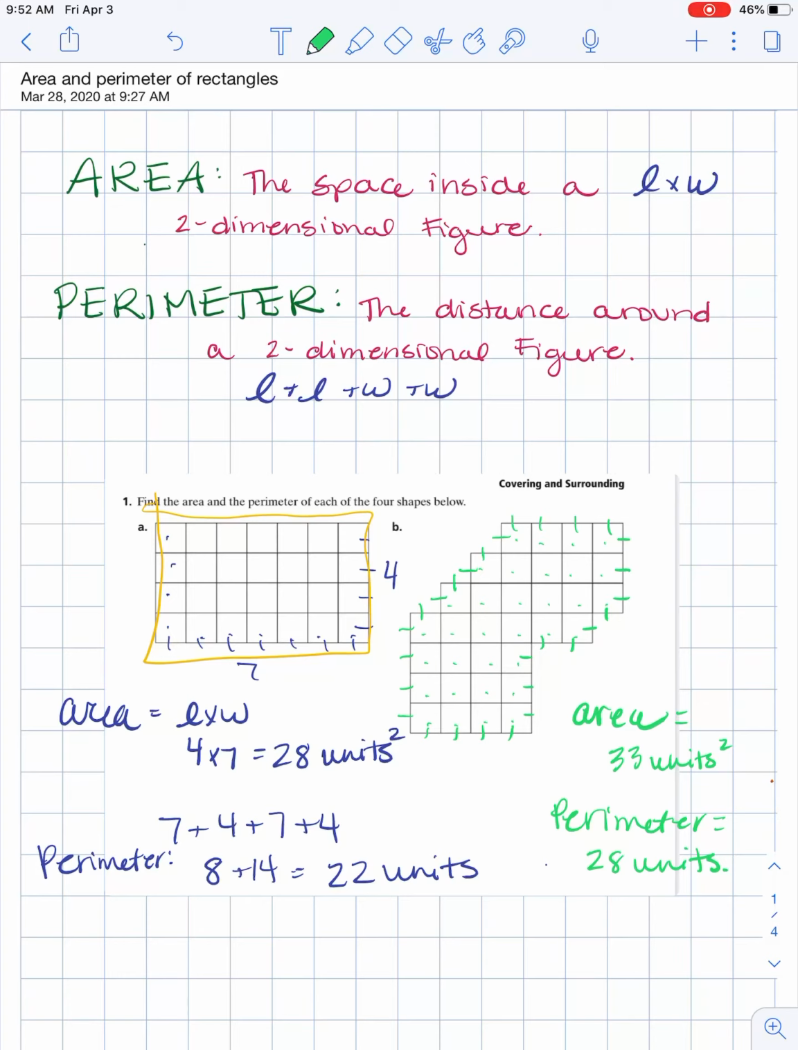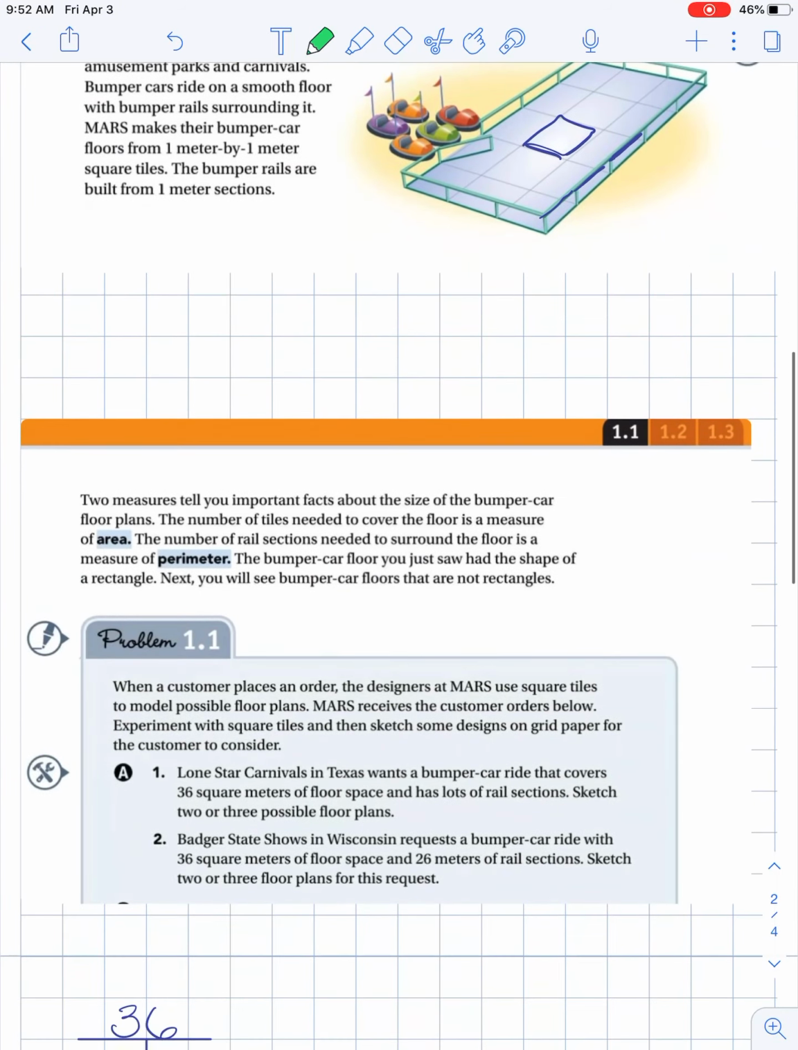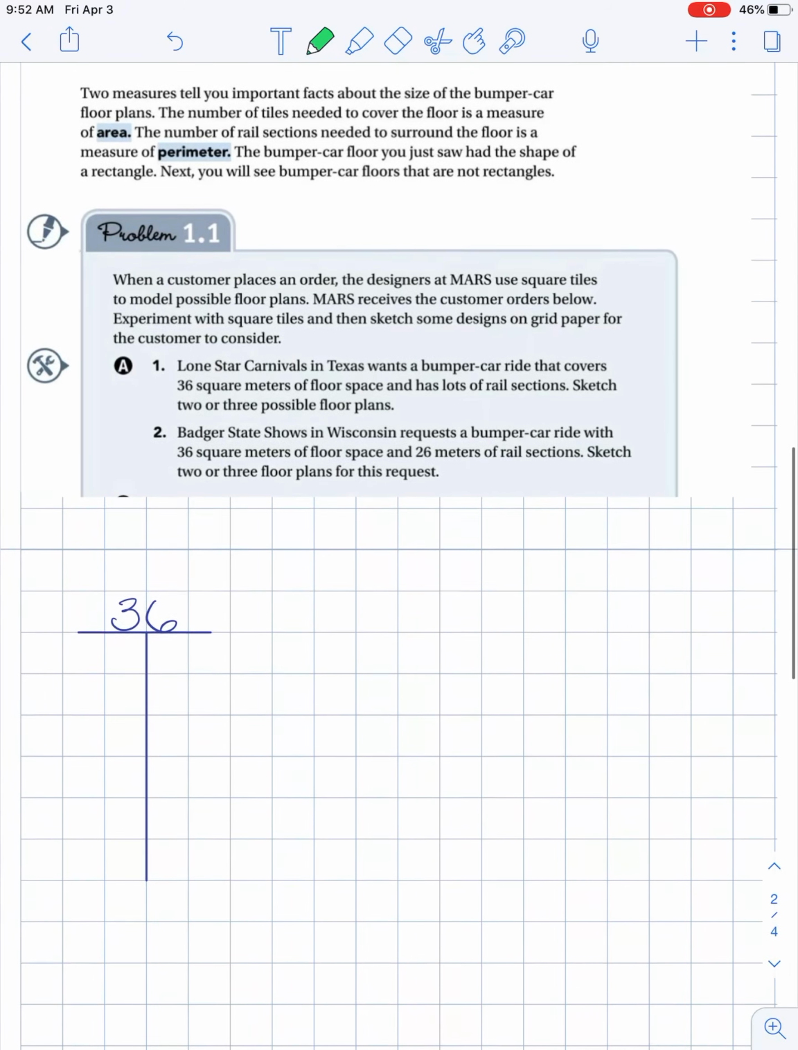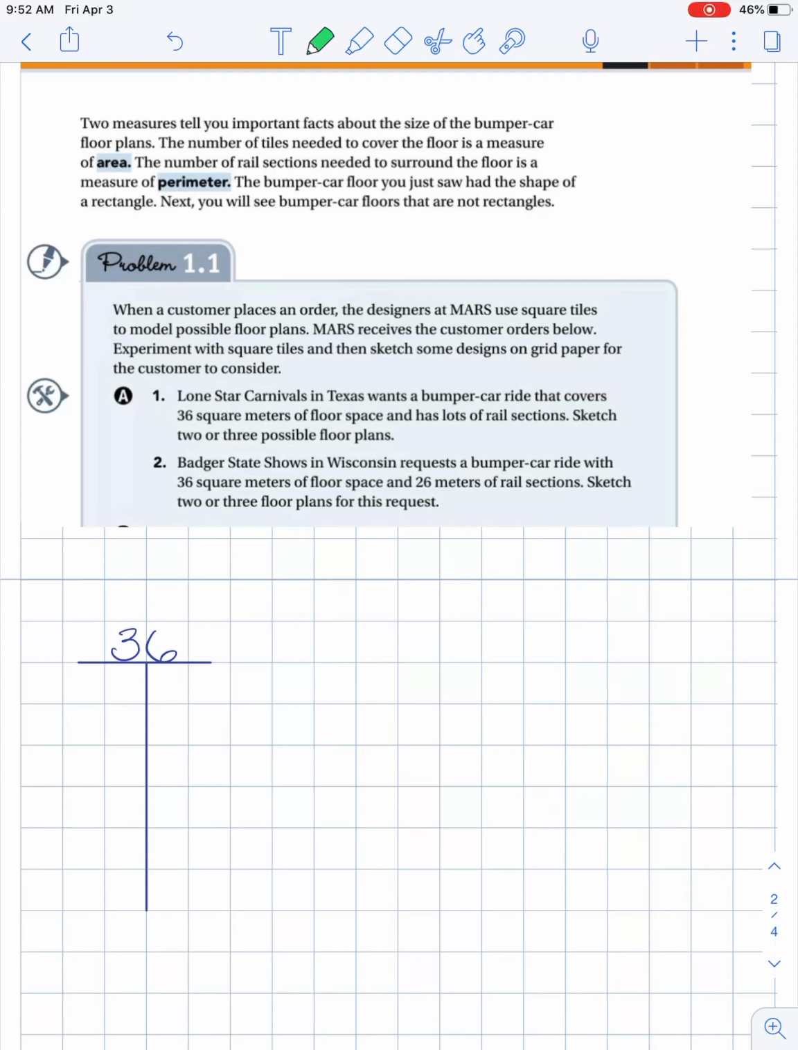So quick recap: area is inside the shape, perimeter is the distance around the outside of the shape. Awesome. If we were doing bookwork today, which we're really not, we would be talking about bumper car rides and how this company makes floor plans for bumper cars, and all of their floors come in different configurations of 1 by 1 meter tiles.